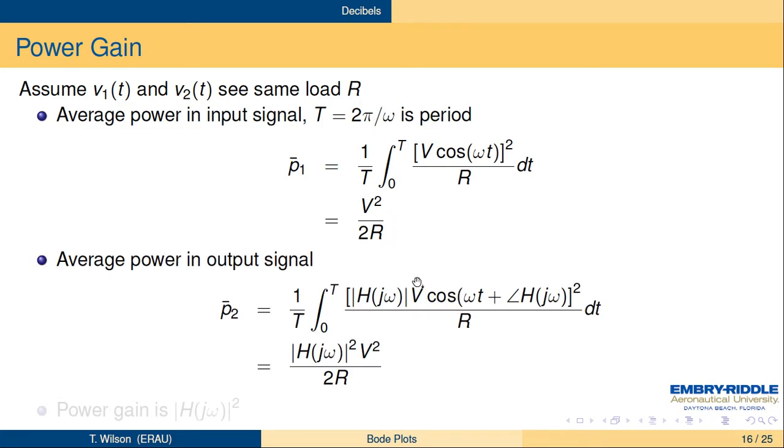And in the output signal, we do the same thing, except we have the magnitude of h of j omega, and we have the angle of h of j omega. That's just a shift. That doesn't change the fact that the squaring of the cosine works the same way. We still get the half on the average value of the cosine. So we get magnitude h of j omega squared times V squared over 2R. And when we take the ratio of the output power to the input power, we just get the magnitude of h of j omega squared.